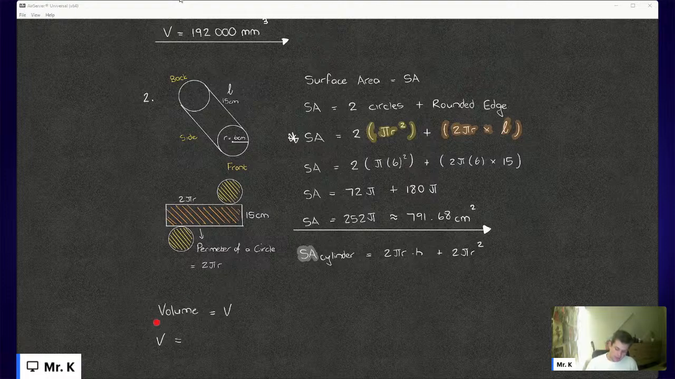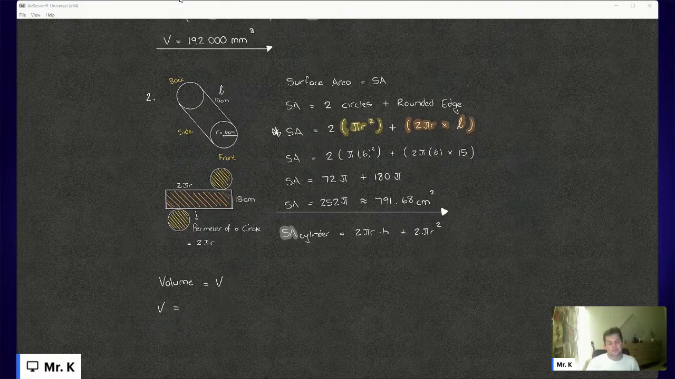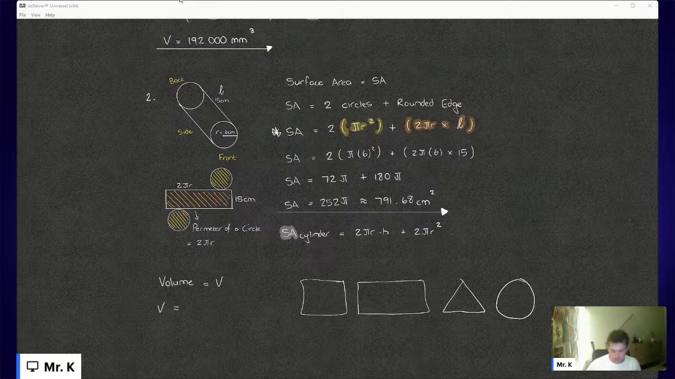Let's wrap up by talking about the volume of this cylinder. Remember, guys, when it comes to working with any shape, when we're talking about volume, surface area, or any of those sorts of measurements, you always need to understand how to measure the perimeter and area of a square, a rectangle, a triangle, and a circle. Okay, these are the four shapes that are really going to impact your understanding of these sections of work.